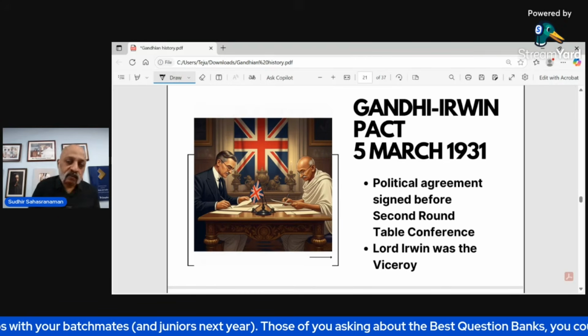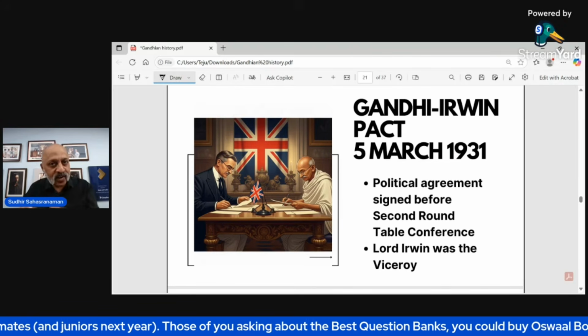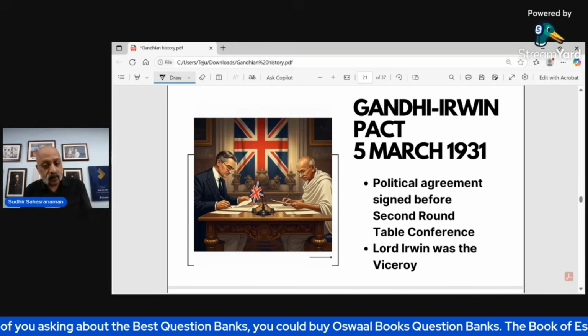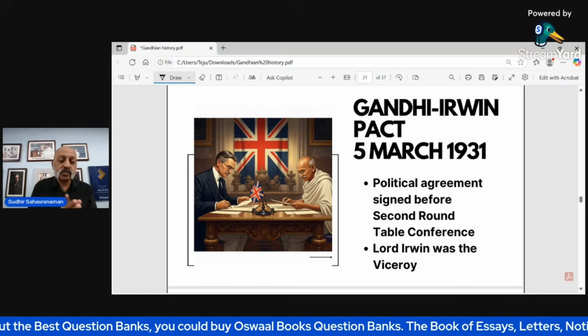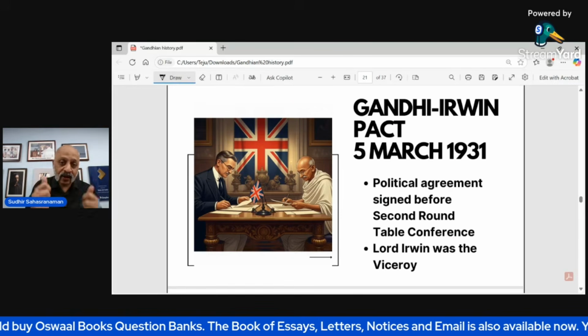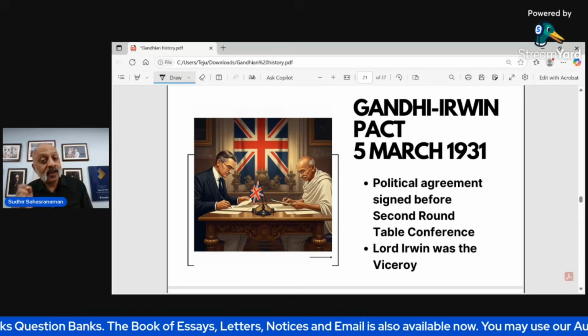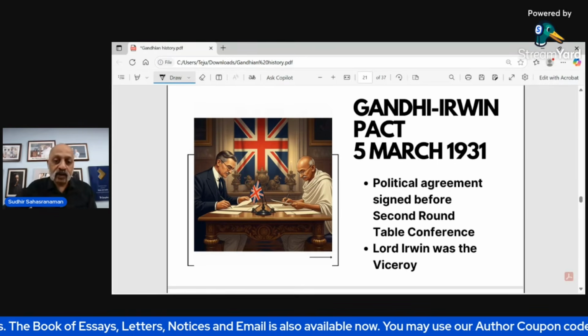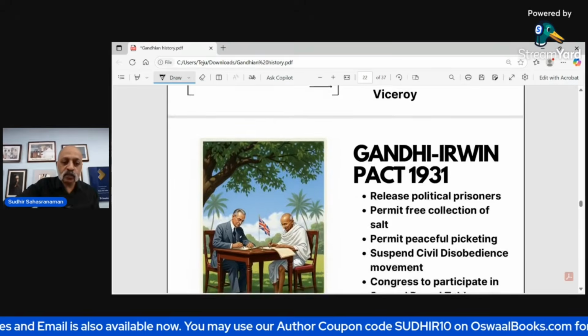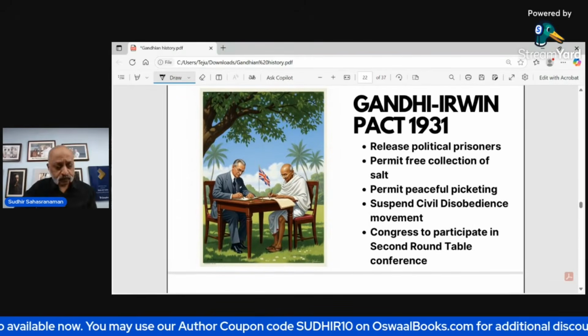They said that there will be a political agreement which was signed before the second roundtable conference, which was to be held in London. So this was an illustration which shows Mahatma Gandhi and Lord Irwin signing the pact on the 5th of March 1931. I would advise you to remember this particular date. What happened as part of this particular pact?